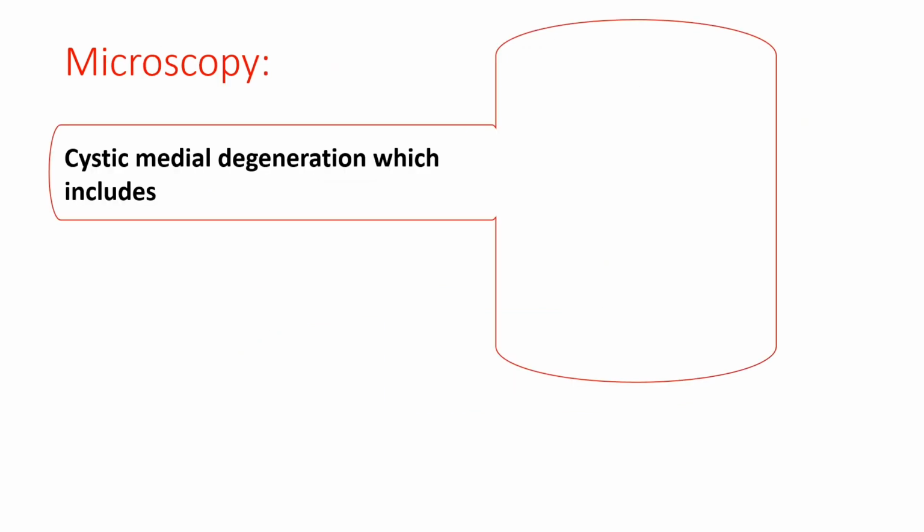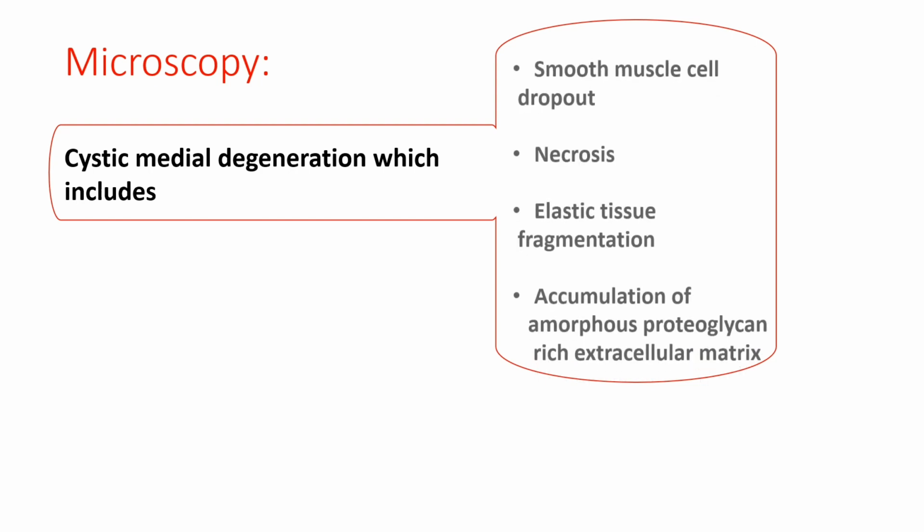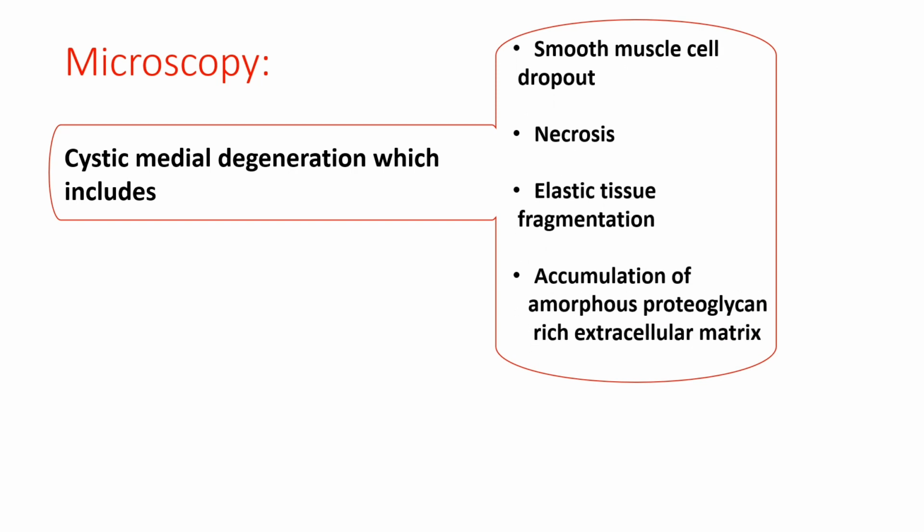Microscopy. In microscopy, we will see cystic medial degeneration, which includes smooth muscle dropout, necrosis, elastic tissue fragmentation, and accumulation of amorphous proteoglycan-rich extracellular matrix. We have extensively covered cystic medial degeneration in the topic aneurysm, so link is provided on the top right corner. If you are interested, you can click there and see the video.